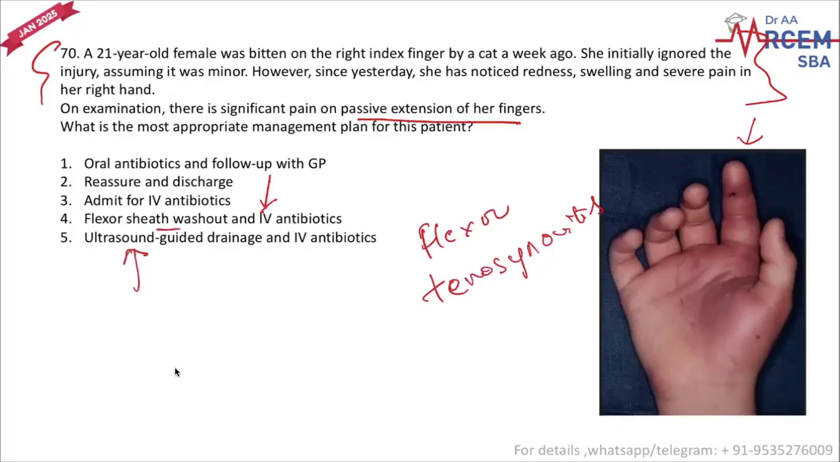You need to wash the flexor sheath. You need to irrigate it completely. So it's a rod insertion. You're opening it and you're irrigating it. There is no role of ultrasound involved here, and it requires antibiotics. So the right answer here is the fourth one. Ultrasound guided drainage is not the right answer. Here you're basically doing a complete irrigation and wash, a flexor sheath washout, what we call it.